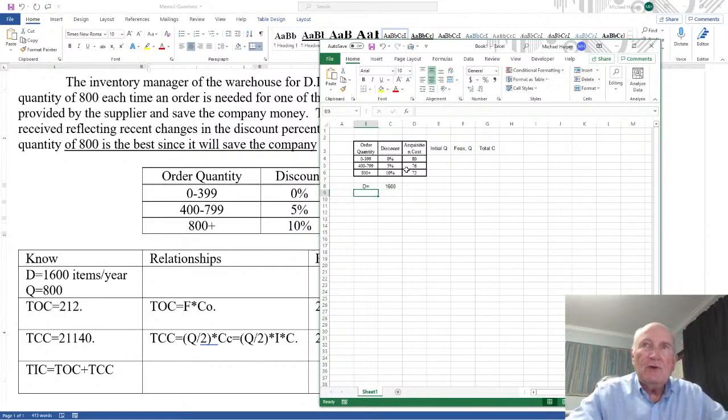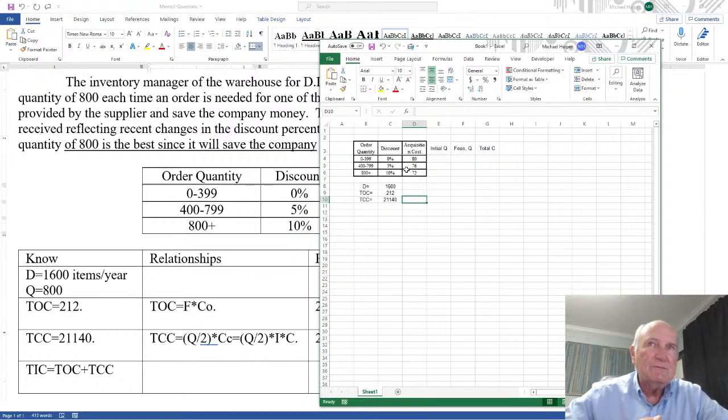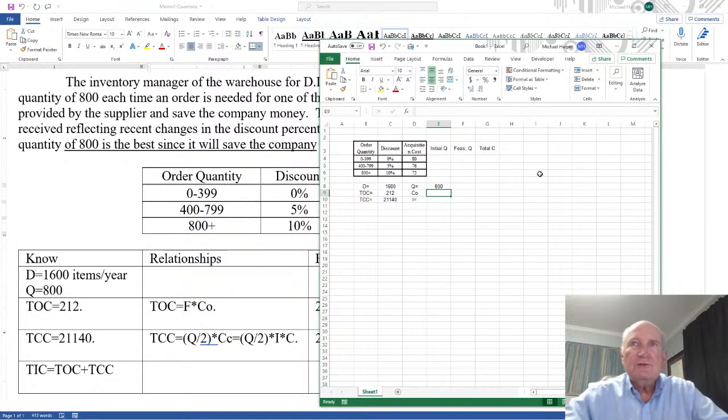Okay. Then over here, our total ordering cost equals 212. And then the total carrying cost equals 21140. Okay, so that's what we have. We already have all this stuff here, good, okay? And then we know that our Q equals 800, okay? Our C sub O and our I, so let's calculate it.